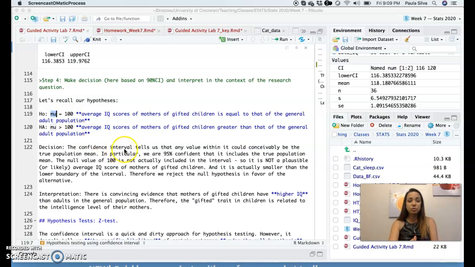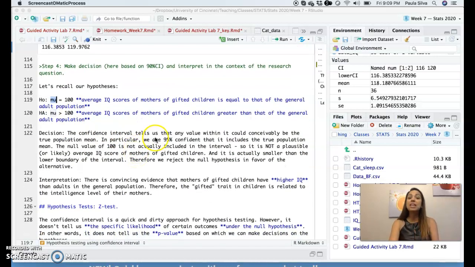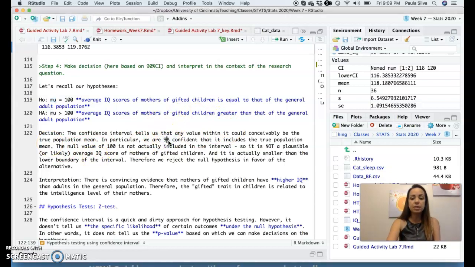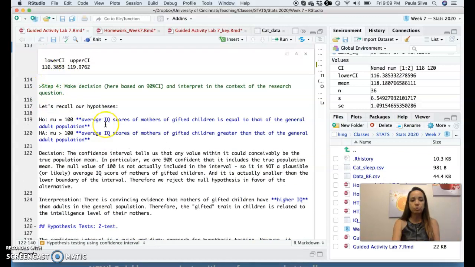So the confidence interval tells us that any value within it could conceivably be the true population mean. In particular, we are 90% confident that it includes the true population mean. The null value of 100, as I said, is not included in the interval. So it is not a plausible or likely average IQ score of mothers of gifted children. And it is actually smaller than the lower boundary of the interval, right? So 100 is less than this lower boundary.